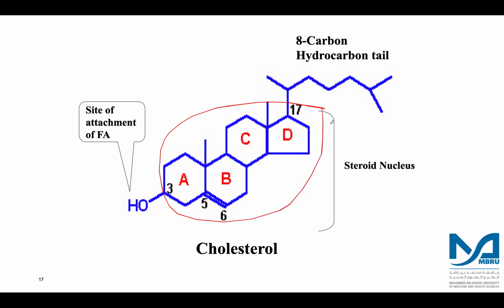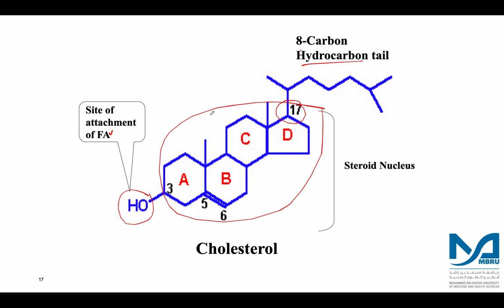Apart from the steroid nucleus, it contains an 8-carbon hydrocarbon tail, which is attached to this particular position here. Also, we have a hydroxyl group at this position, which forms esters with fatty acids, and cholesterol ester is the predominant storage form of cholesterol in an individual. So what is the classic structural identity of a cholesterol molecule? The answer is the steroid nucleus.